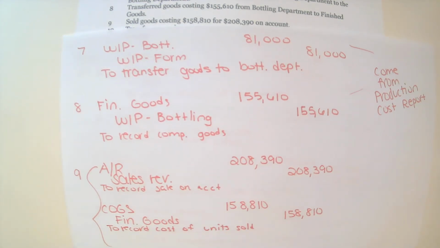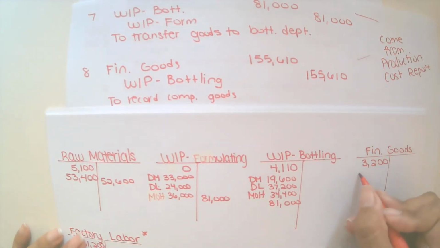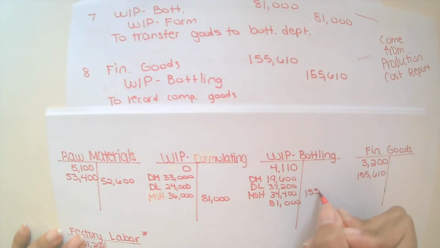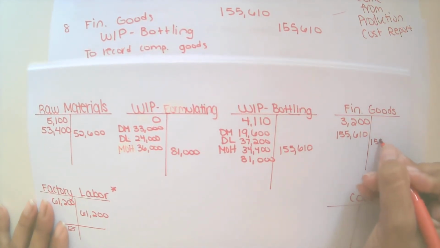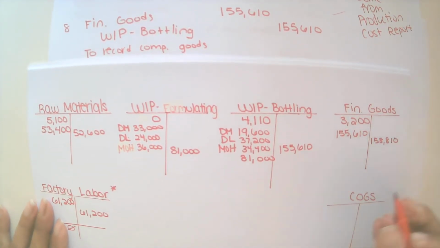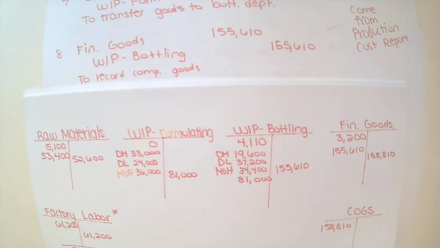All right, let's go back and post. Finished goods 155,610. And now moving on to the ones that were sold for 158,810. Yay!